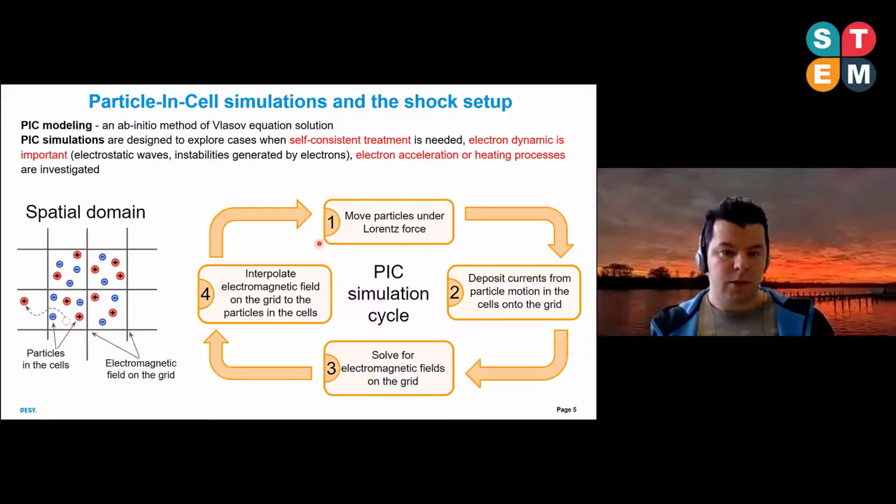During a cycle, within one time step, it's done in such a way that we move particles under the Lorentz force. Then we calculate which currents are produced by this particle motion on the grid, and then solve on the grid the electromagnetic field equations, the Maxwell equations. Then we interpolate the electromagnetic field back from the grid positions to the particles, and repeat this loop again and again. We can calculate whatever you have in your plasma simulations.